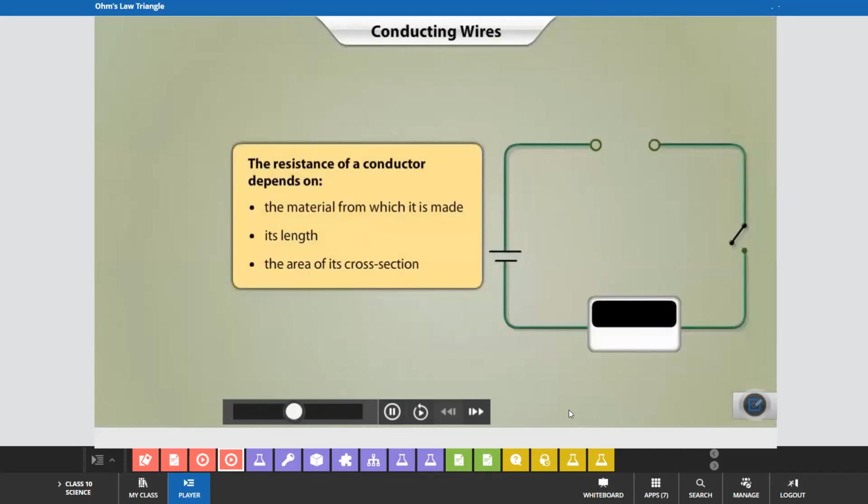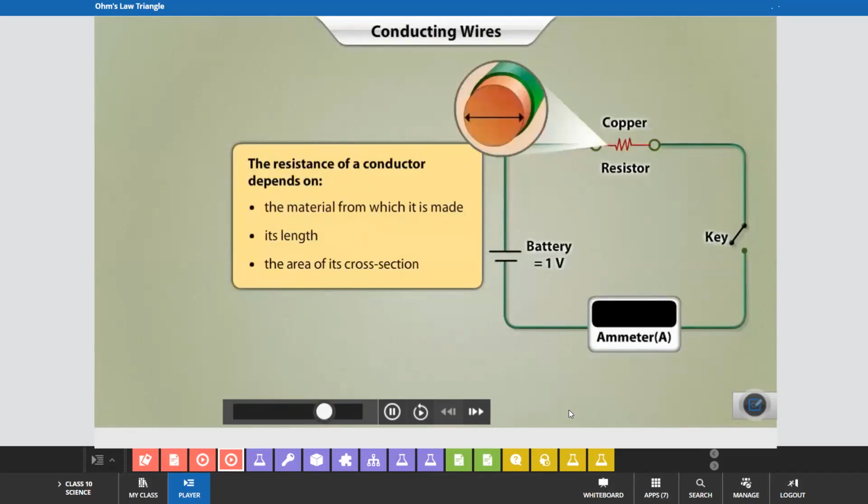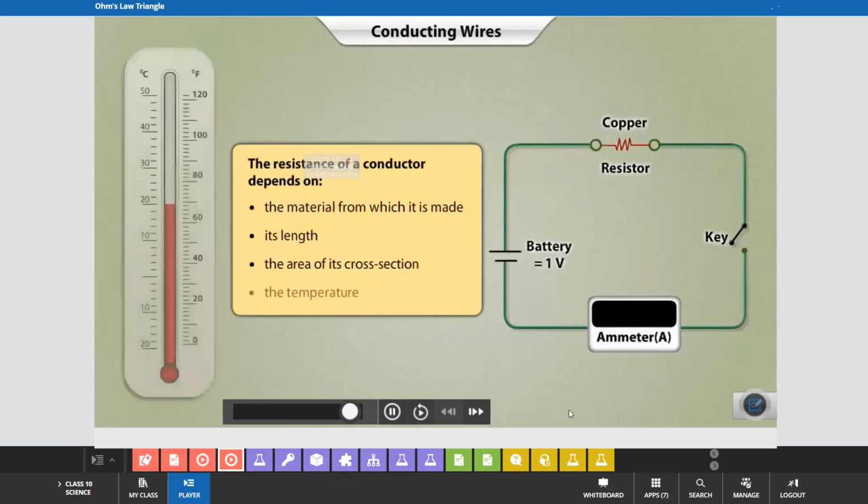Here's a basic circuit with a battery, a key, an ammeter, and a resistor, that is, a wire. You can change the material, the length, and the diameter, that is, the area of the cross-section of the wire, and see how its resistance changes. The resistance of a conductor also depends on the ambient temperature. In this experiment, the temperature of the lab remains constant at 20 degrees Celsius.